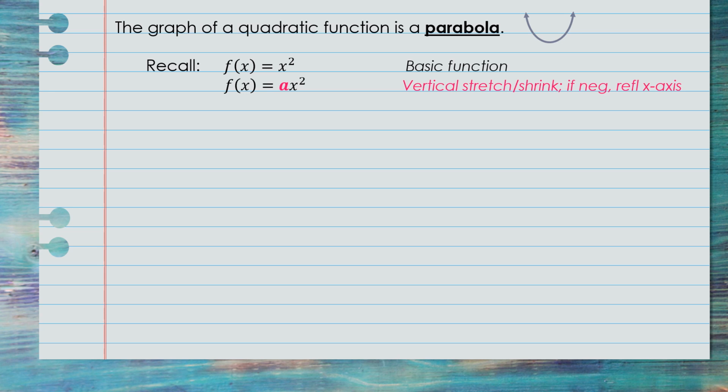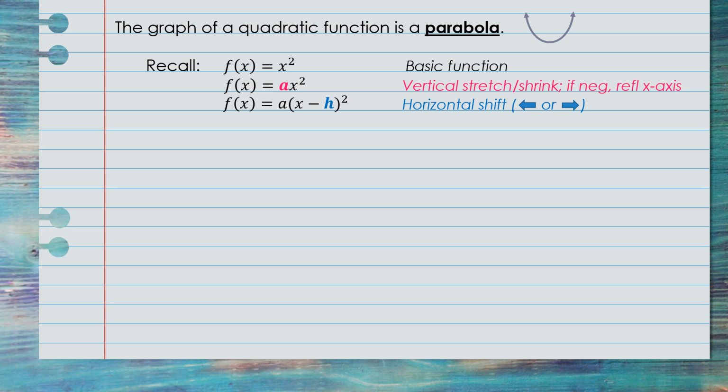Now, what if I were to change that equation just slightly? Say I were to write it as f of x equals a parentheses x minus h close parentheses squared. How would that change the graph? Well, since it's inside the function, it will be a horizontal change, which in this case is going to be a horizontal shift left or right. So it's physically going to move the graph left or right.